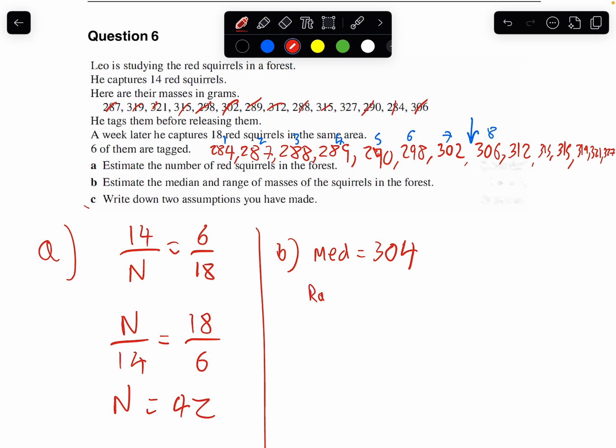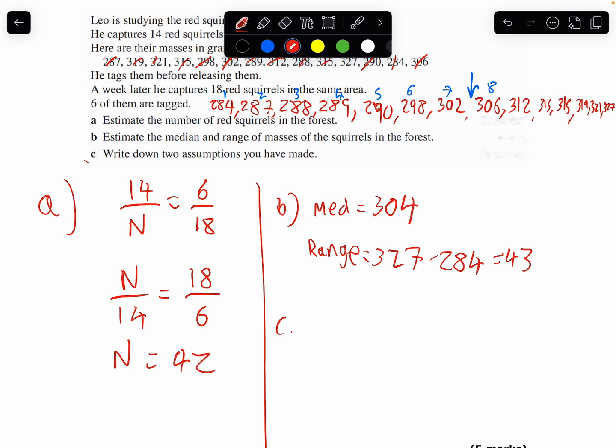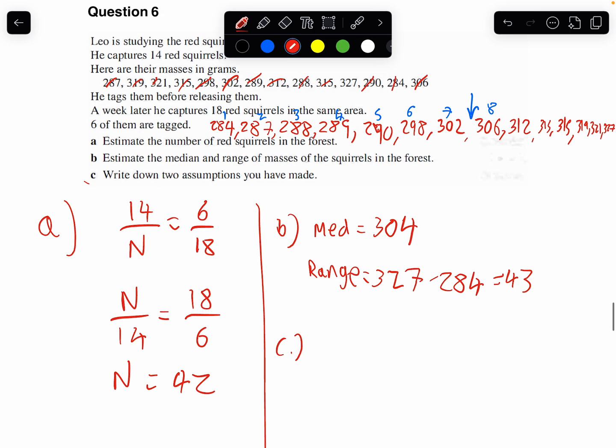The range is going to be 327 minus 284. This is a calculator, so let's just use a calculator. Like, you don't need one for this, but why not use it if you've got it? That's 43. Okay, cool. Assumptions we've made. You could come up with a lot. For part A, the most common kind of correct answer is no tags fell off. And we've also assumed population hasn't changed.